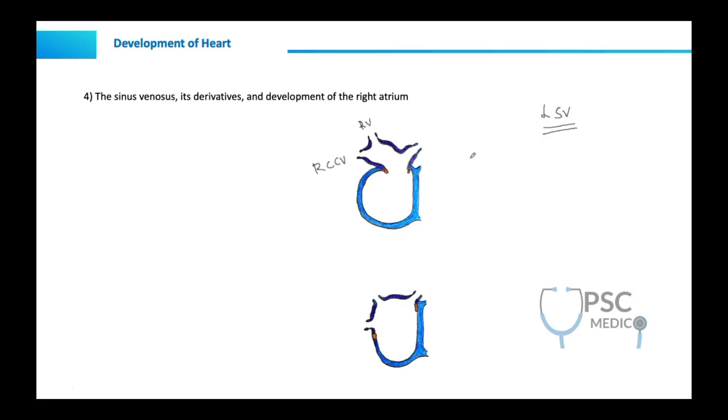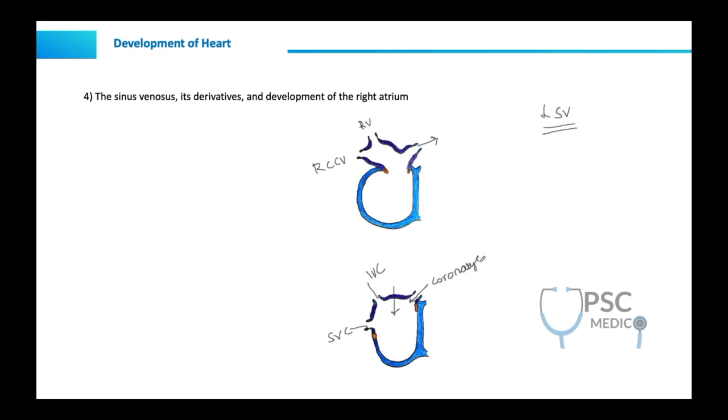Okay, and some part of the left vein remains, forming the coronary sinus. The right umbilical vein disappears. Okay, they fuse into the wall, so they are fusing with the right atrium. So the sinus venosus is getting absorbed into the right atrium, and this gives rise to the inferior vena cava, and this gives rise to the superior vena cava opening, and this is a coronary sinus opening.